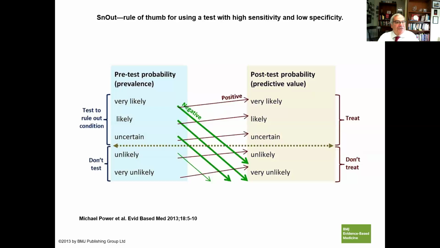As opposed to SNOUT, looking at the sensitivity, the rule of thumb is to use a test with a high sensitivity and low specificity. These are people who are probably likely to have the disease, and I want to do the test to rule them out, to show that they don't have the disease. So this is thinking about how important the disease is and the concerns with the false positives and the false negatives. So again, SPIN, SNOUT.